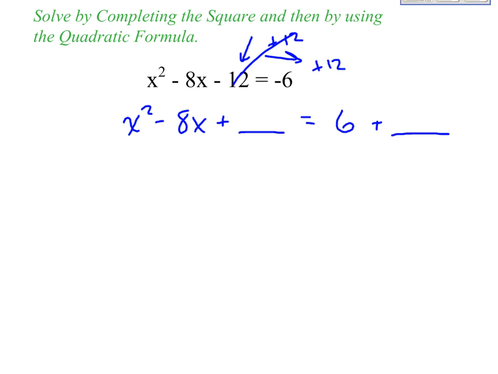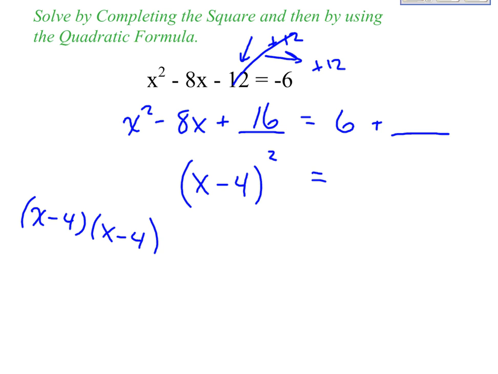The trick that we learned in class: take half of the 8, so that's negative 4, because it's negative 8, and square it. Since I'm going to square that negative 4, I'm going to get a positive 16 here. If I actually took that x minus 4 squared separately, you don't have to do this, and multiplied it all out and combined like terms, I should end up with that problem right there. We're just going in the opposite direction. And then on the right side, I have to also add the 16, because I need to keep the balance. That turns into a 22.